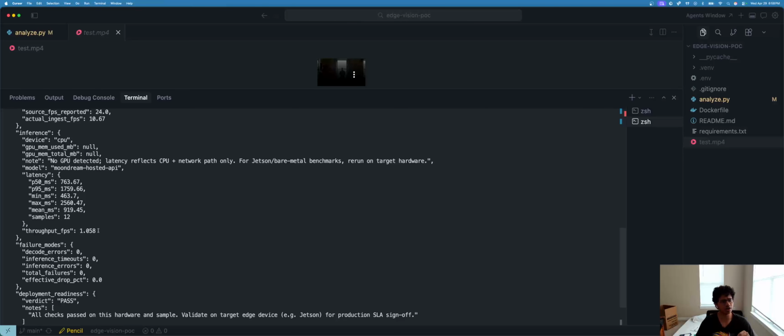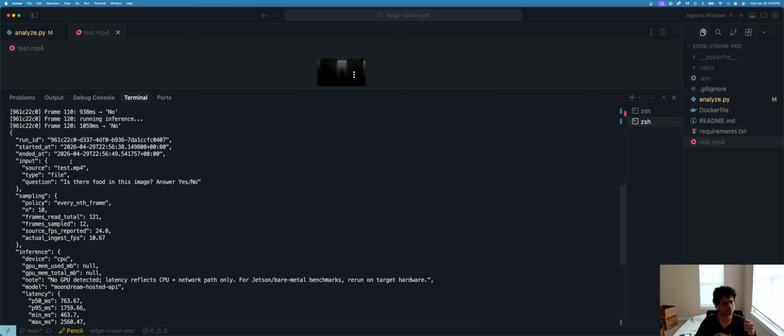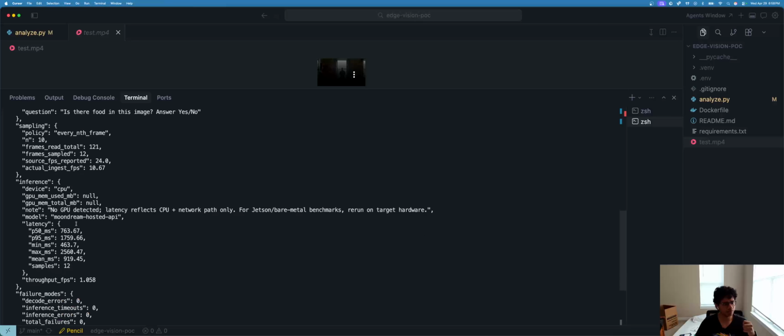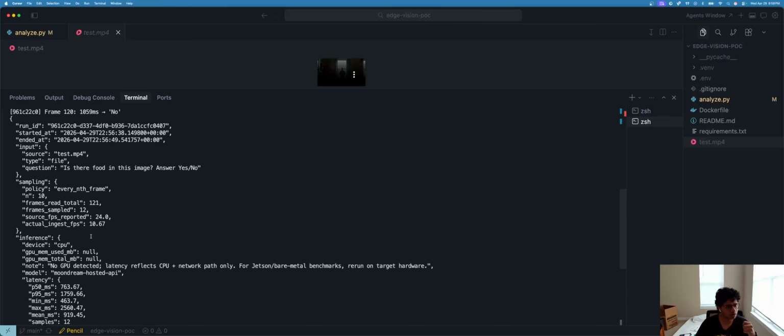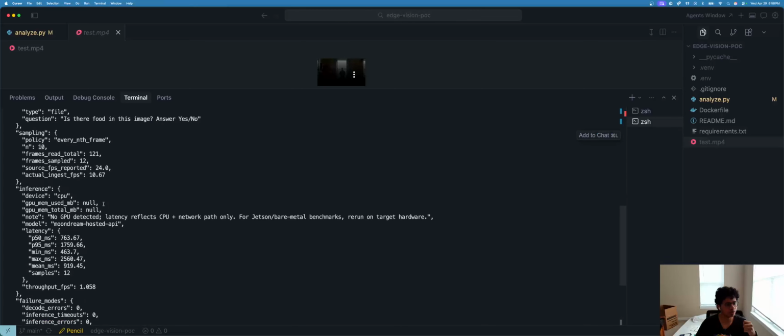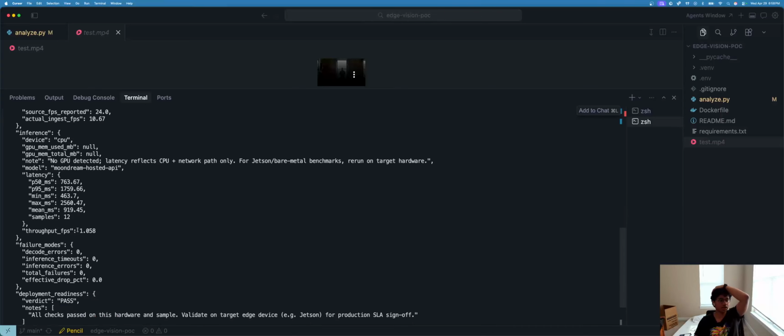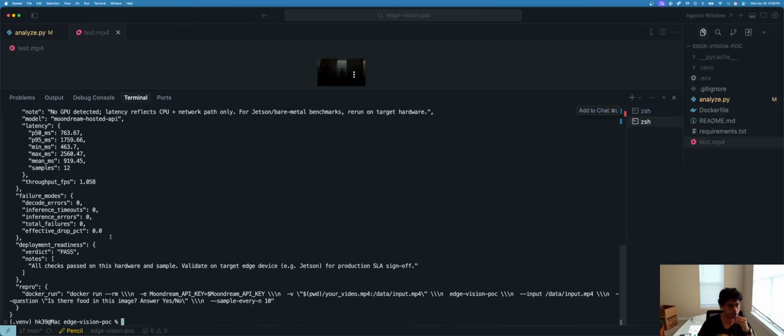But the thing here is our n that we used is actually 10. Where did my n go? Right. So every nth frame, and n is 10. So we're skipping by 10 frames, and then it's only processing 1 frame per second, which is a little slow. So we might want to improve that.